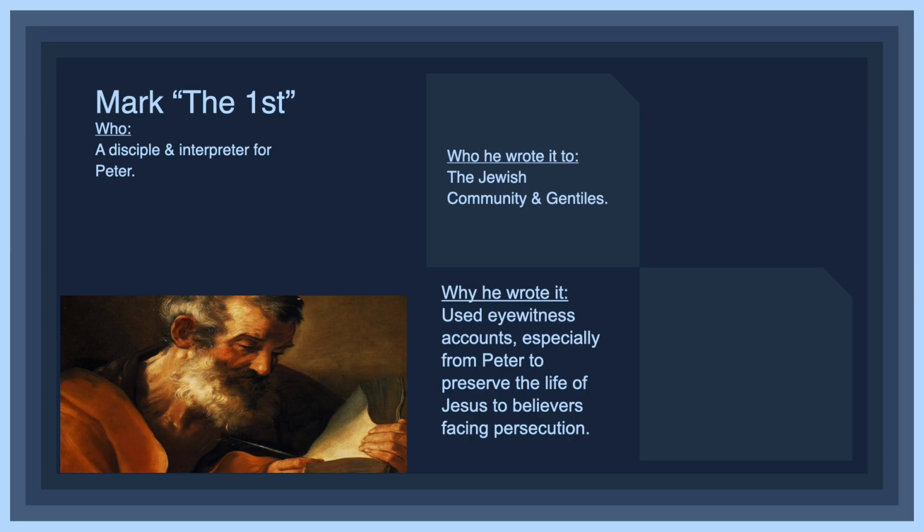And the reason he did that was because he wanted to preserve the life of Jesus to believers facing persecutions. And he used eyewitness accounts, especially from Peter, since he was an interpreter and a disciple of Peter. So the first century church was facing terrible persecution, and Mark used his gospel to encourage those believers that were facing that persecution. It's said that Mark was written between 55 and 70 AD.